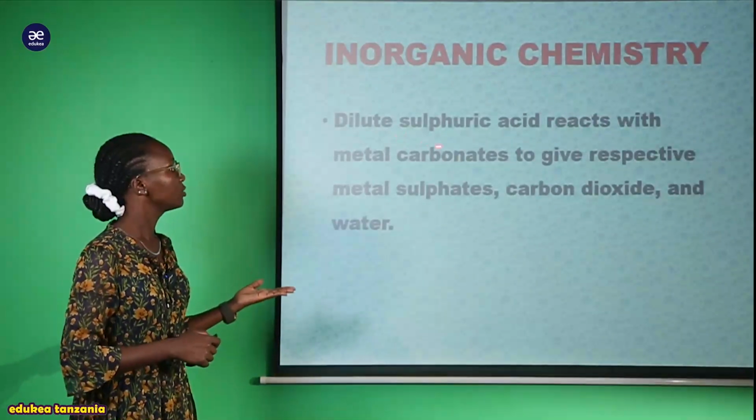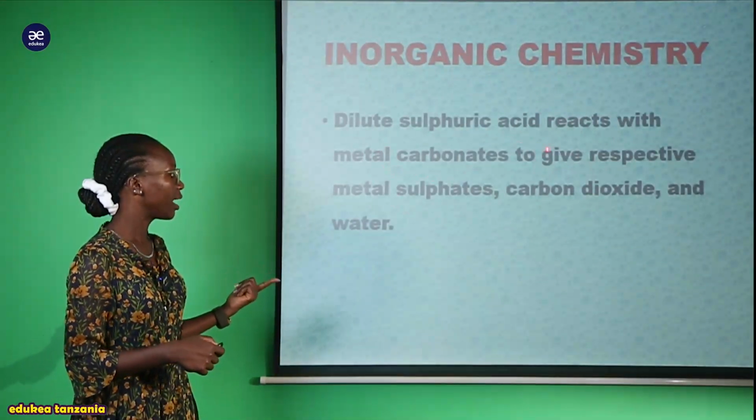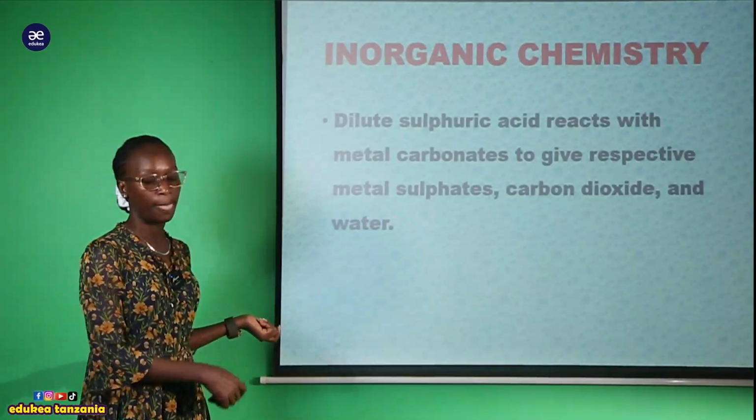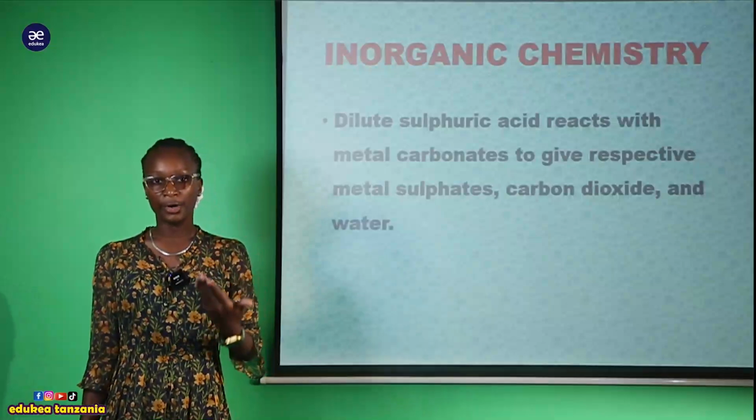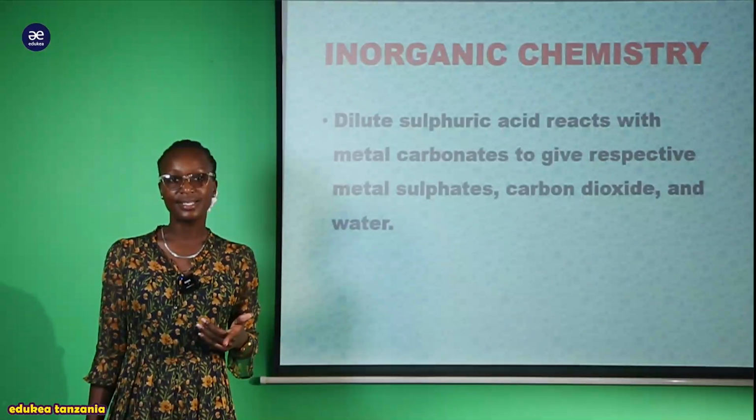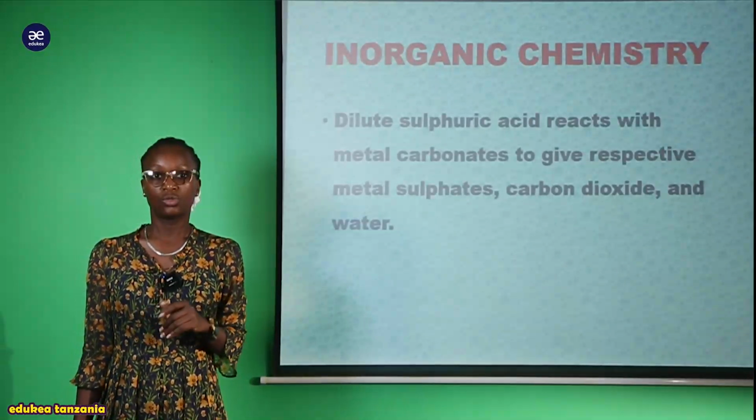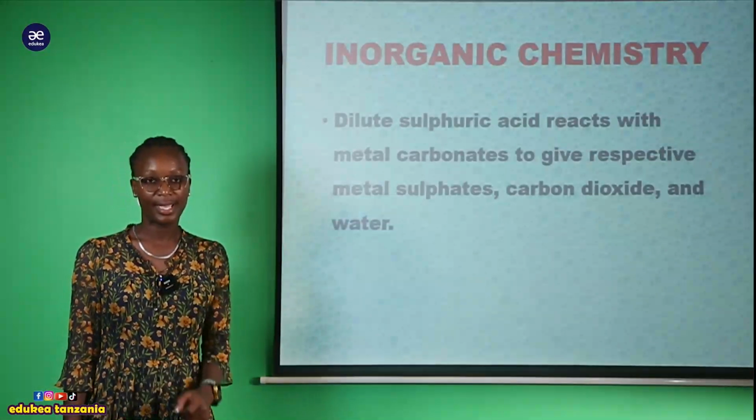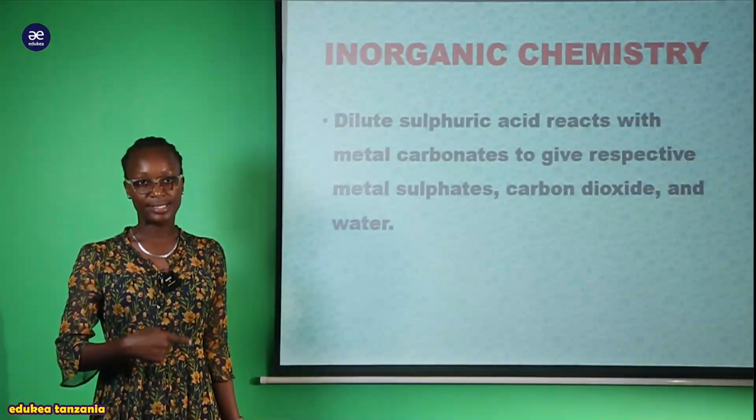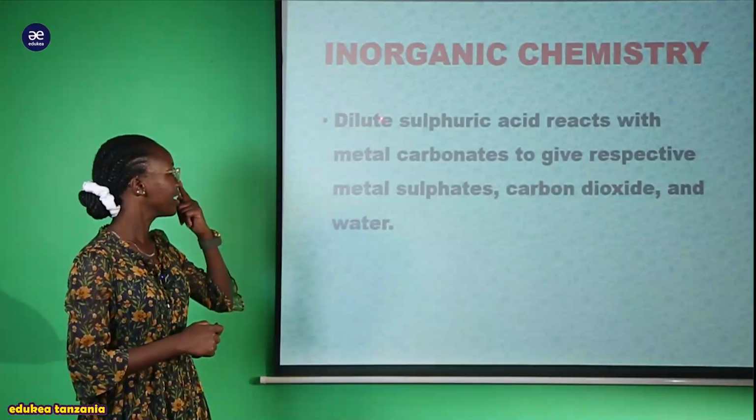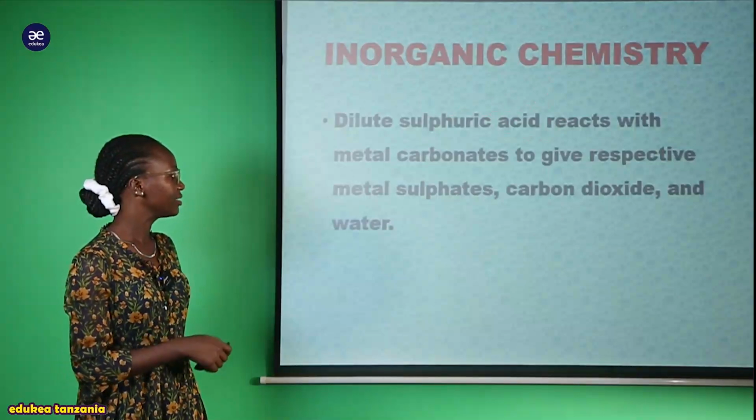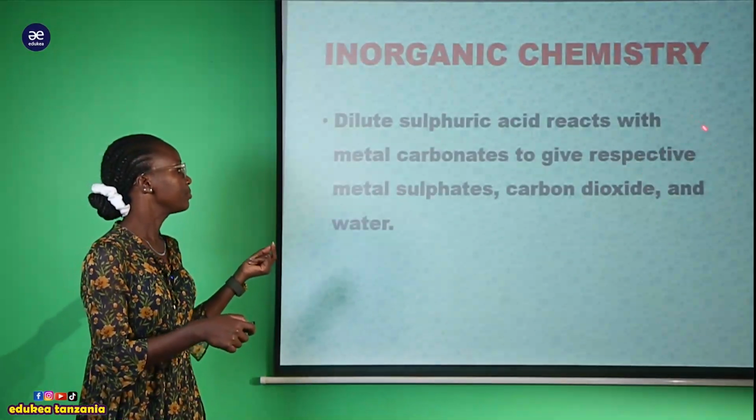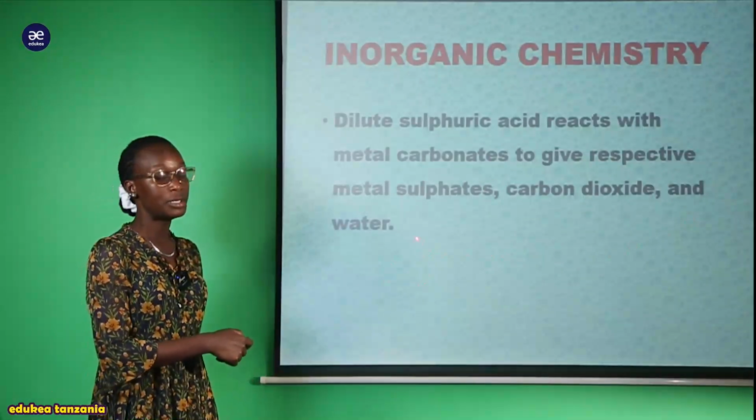So anasema kwamba dilute sulfuric acid react with the metal carbonate to give the respective metal sulfate, carbon dioxide and water. Sasa kumbuka tunaongelea zile mineral acid. Tunaongelea zile mineral acid zinavyoreact na hizi metal carbonate. Sasa tukiachana na HCl, now let us look about this dilute sulfuric acid. Hii ni mojawapo pia mineral acid nyingine. Ambapo kumbuka tunazungumzia diluted one. Kwa hiyo this dilute sulfuric acid mostly can react with those metal carbonate, and therefore anasema it give respective metal sulfate, carbon dioxide and water.